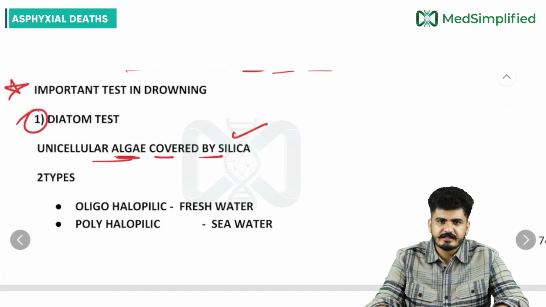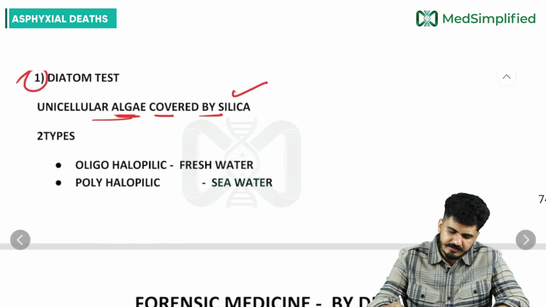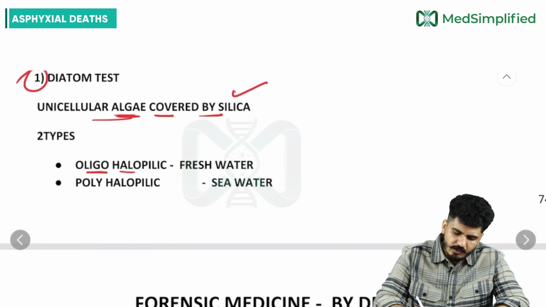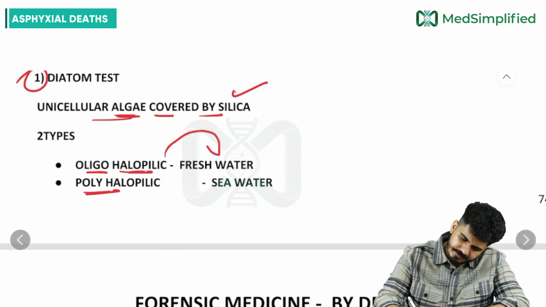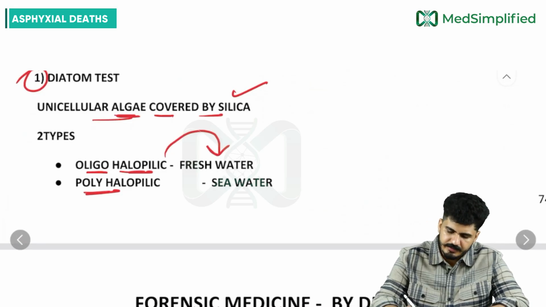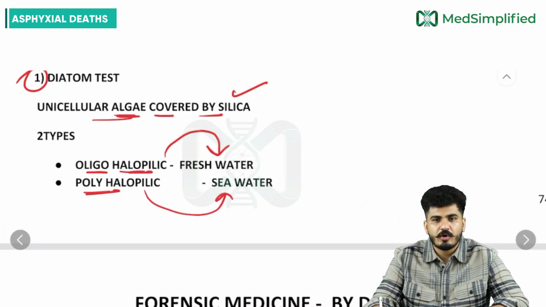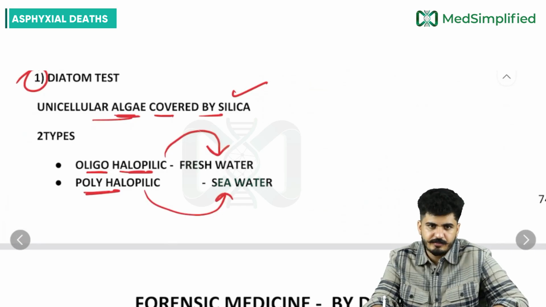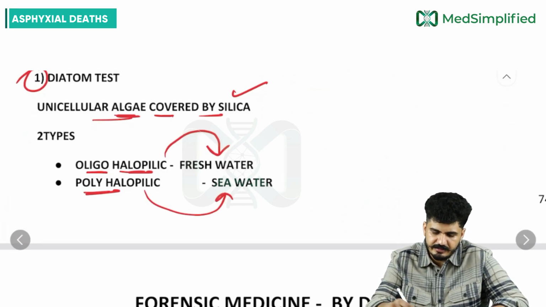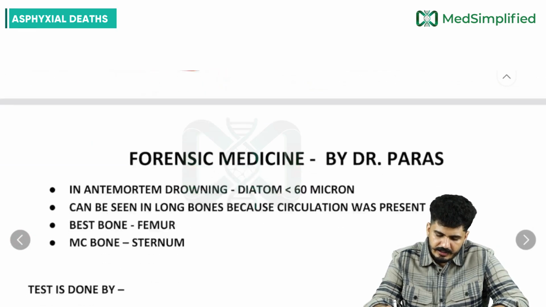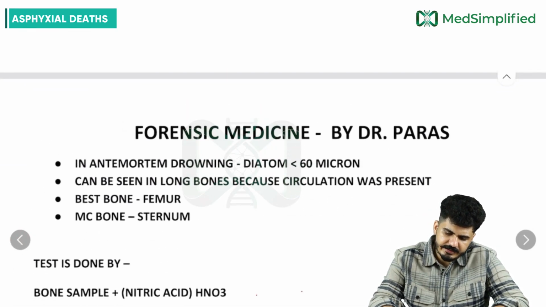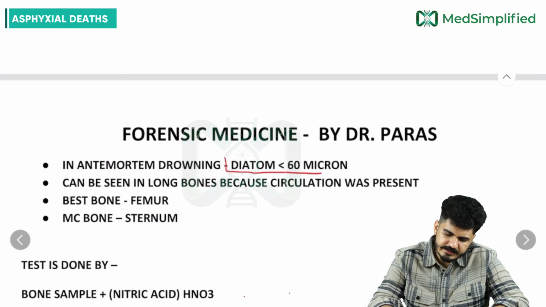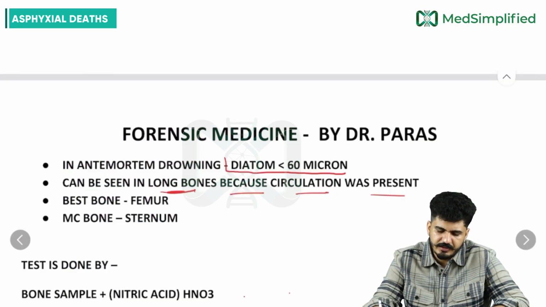So for the diatom test, there are two types of diatoms we have: oligohalophilic and polyhalophilic. Oligo is seen in fresh water and poly will be seen in sea water, my dear friends. Another thing, in antemortem drowning, diatom size is less than 60 micron and can be seen in the long bones because the circulation was present.